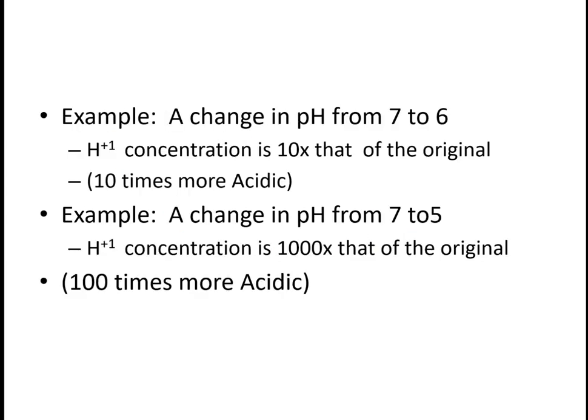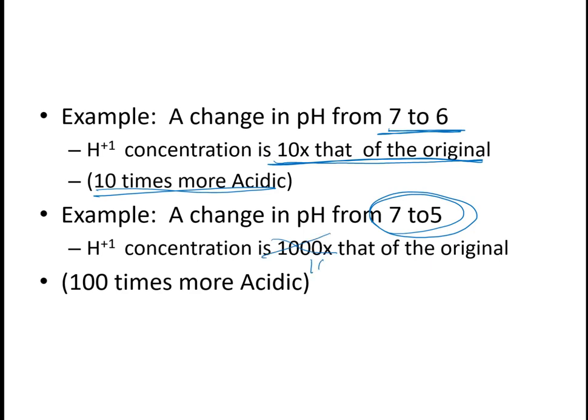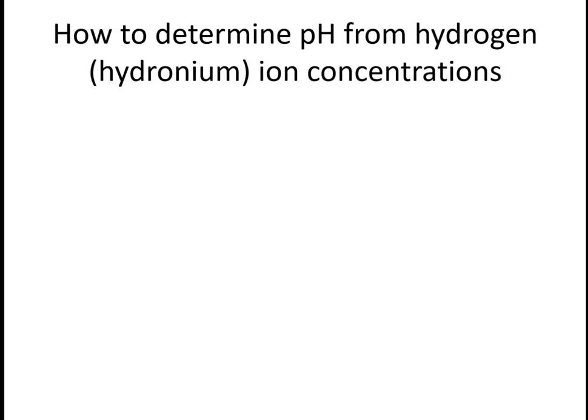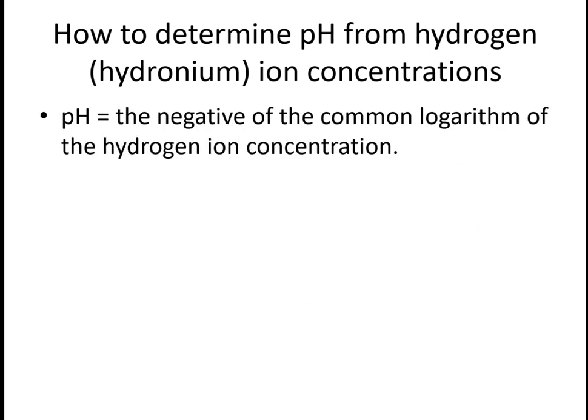So, if we change in pH from 7 to 6, our hydrogen ion concentration is 10 times that of the original, which means we are 10 times more acidic. If we move from 7 to 5, we are, actually this is a typo, it was 100 times that of the original because we're moving 2 steps, so that would be 100 times more acidic. So how do we determine the pH from the hydrogen or hydronium ion concentrations? Well, that's easy. Remember, the pH is the negative of the common logarithm of the hydrogen ion concentration.